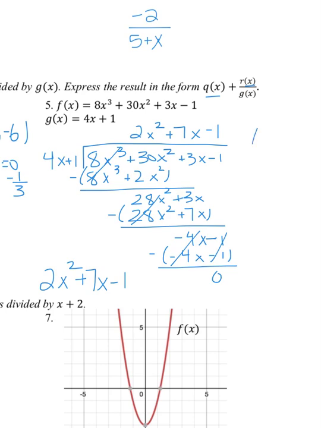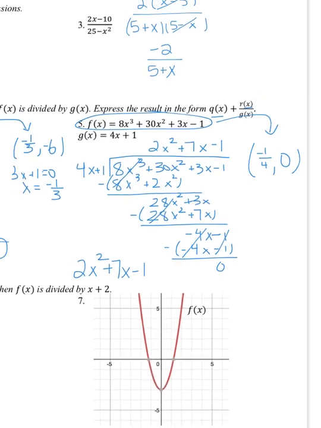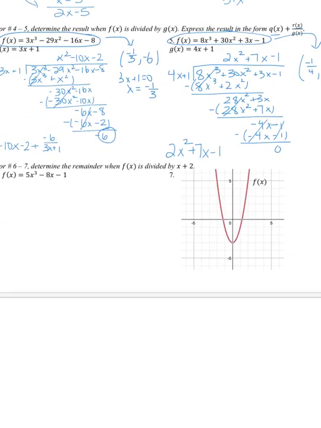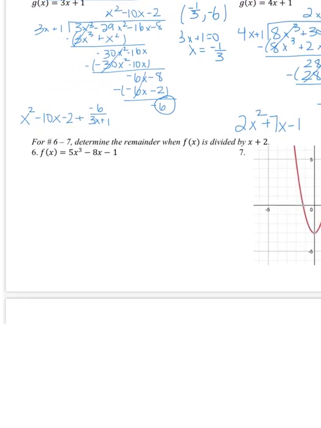But just to make note, f of x contains the point negative 1 over 4, comma, 0. Okay, so we're going to use that, the whole point thing, for numbers 6 and 7.